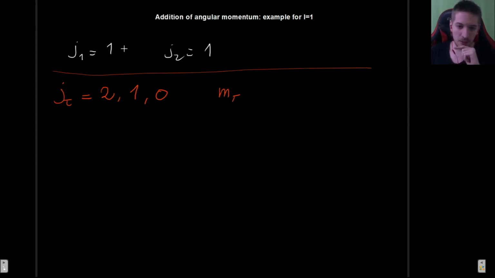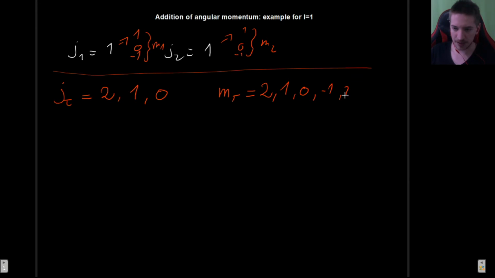M total. Well, the values of m for each one of these will be 1, 0, and minus 1. And similarly here, 1, 0, minus 1. This is m2, and that is m1. So the total value of m, well, this can be every single combination between these values. So the maximum will be 2, then it can be 1, it can be 0, it can be minus 1, it can be minus 2. You can of course see it as well because we know from angular momentum that if our j value is 2, then we have to be able to go from minus 2 to 2 with the value of m. That's something that we knew.